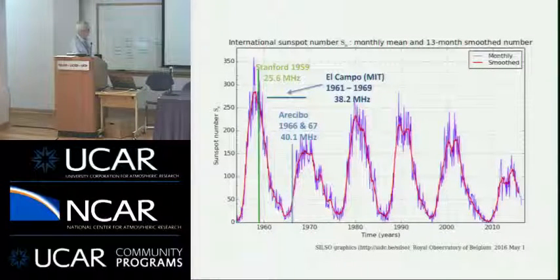This just shows you the solar cycle relative to these experiments. This is the Stanford one at the peak of the solar cycle here, the El Campo one from 61 to 69, bracketing part of this solar cycle and part of this one and going through solar minimum. And the Arecibo efforts were in 1966 and 67, pretty close, just after the minimum of the solar cycle.